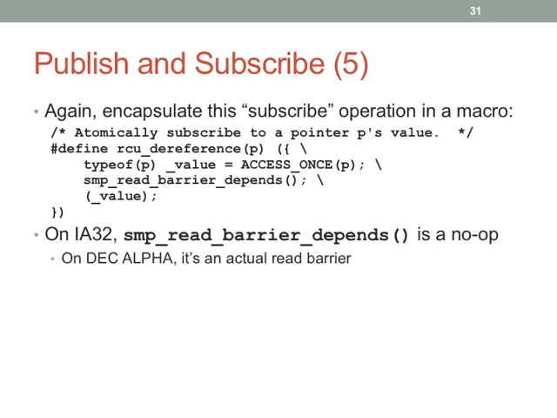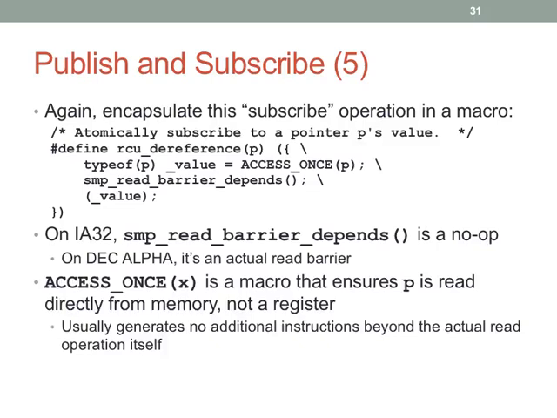Oh yeah, so let's talk about this first of all. Remember that I said on IA32 or x86, we don't need to put in a read memory barrier because the processor isn't insane. And since it's not insane, that SMP read barrier depends turns into a no-op. It goes away. How cool is that?